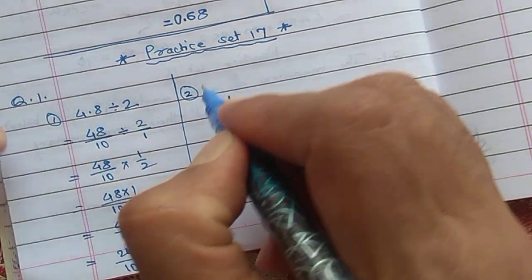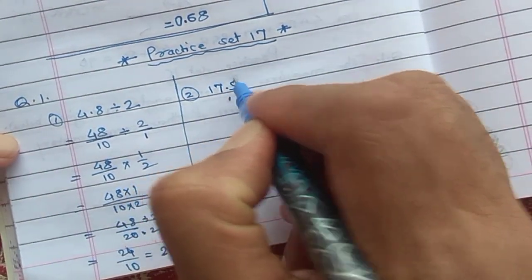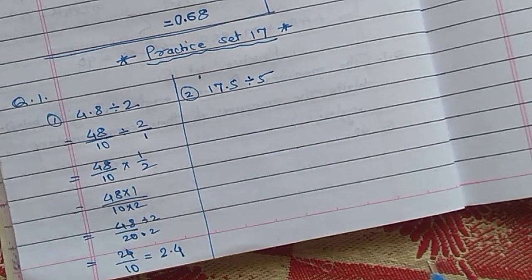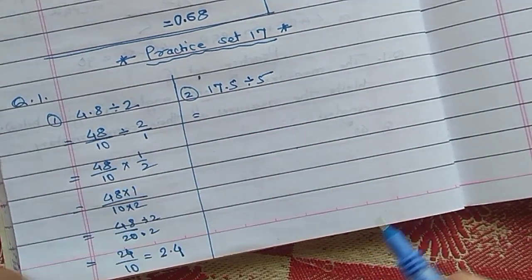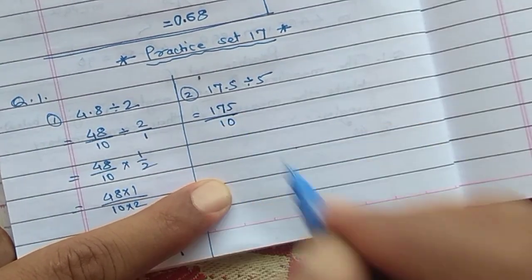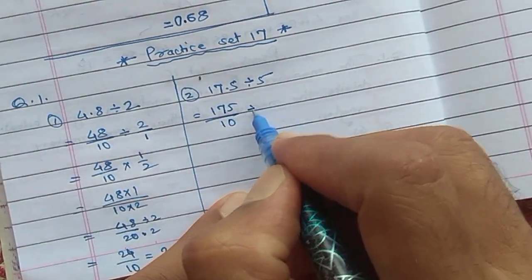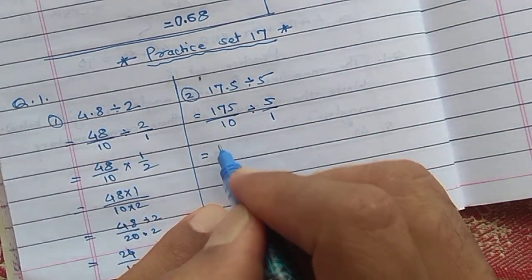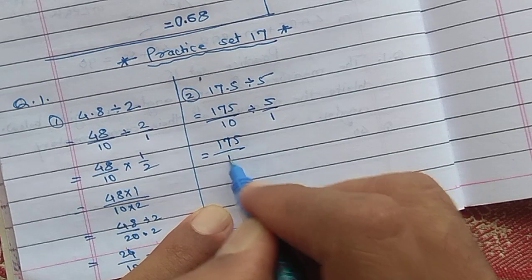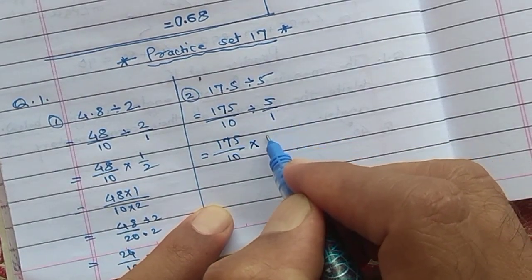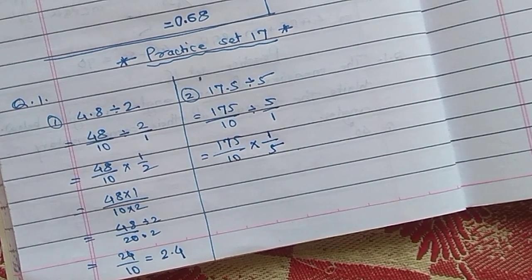Second example is given: 17.5 divided by 5. Same rules. 17.5 means 175 upon 10, divided by 5. 5 means 5 upon 1, is equal to 175 upon 10. Instead of division, multiplication, and the multiplicative inverse of 5 upon 1 is 1 upon 5.